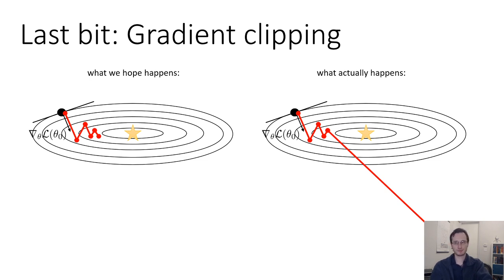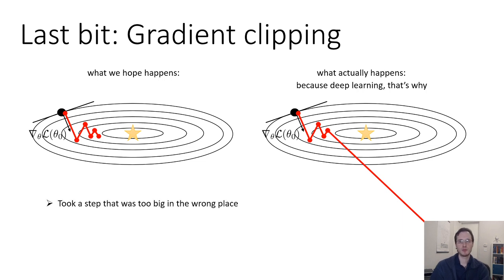Why might this happen? Well, because deep learning, right? We're running a stochastic optimization with a very complex function class, maybe with a large data set, and that data set might itself be pretty messy, so there's a lot going on, and random stuff happens. Maybe we took a step that was too big in the wrong place, so maybe we're in a part of the loss landscape where there are really sharp gradients pointed in different directions, and we just took too big of a step, which catapulted us off into the wrong spot.